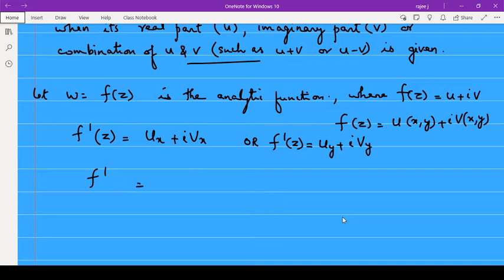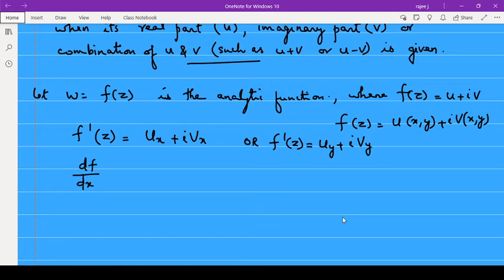So here when we have f of z is u plus iv, firstly if you differentiate that with respect to x, then it is ux plus ivx, or if you differentiate that with respect to y, then it is uy plus ivy. This simply means that df by dx.